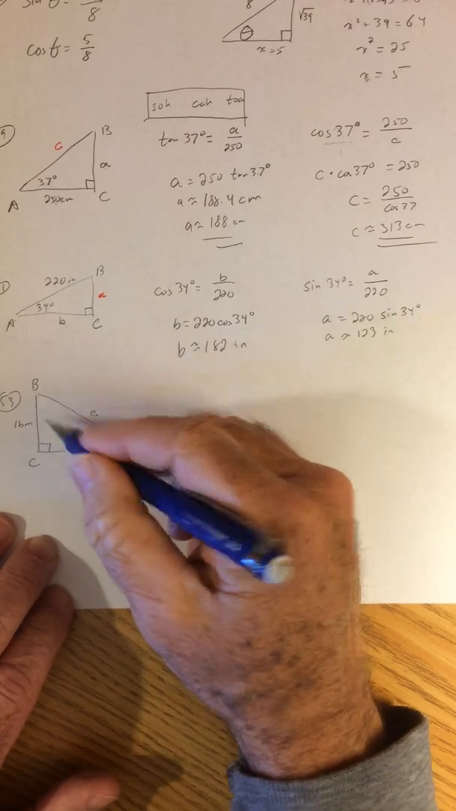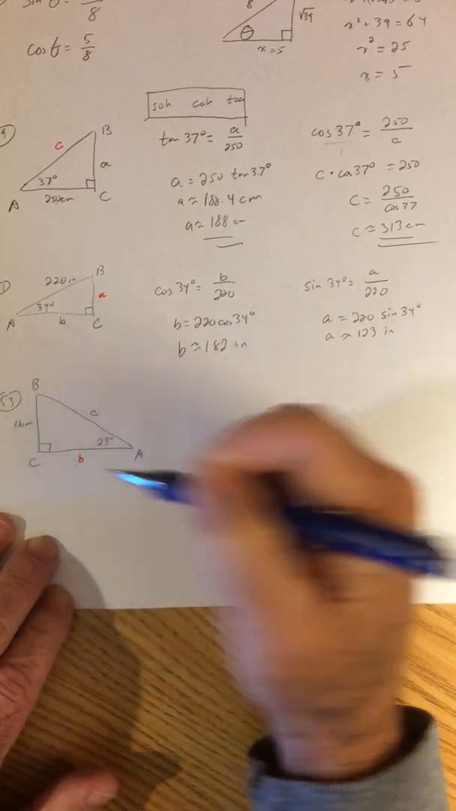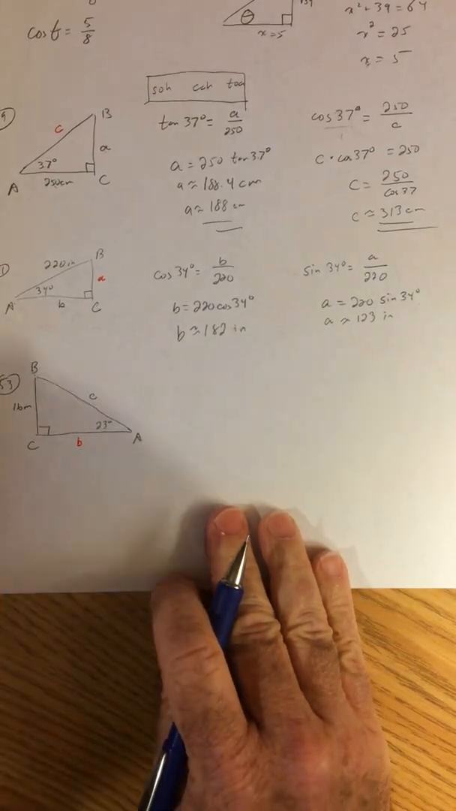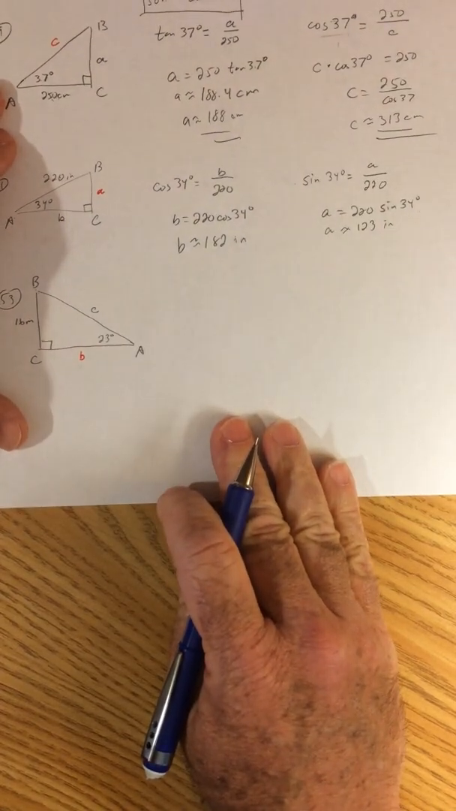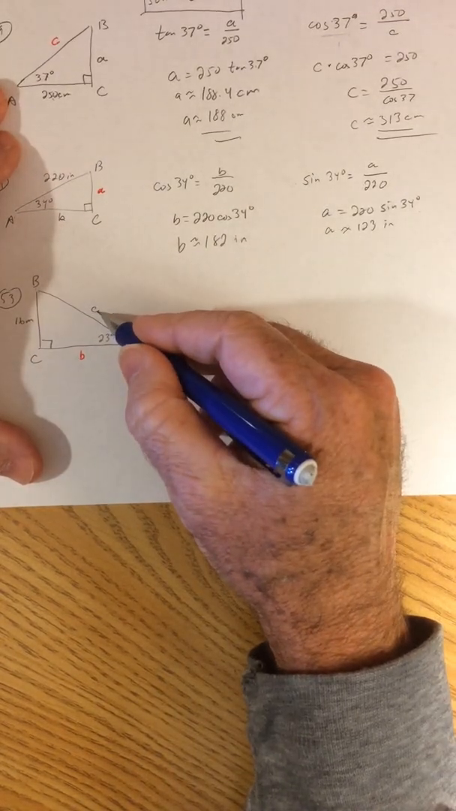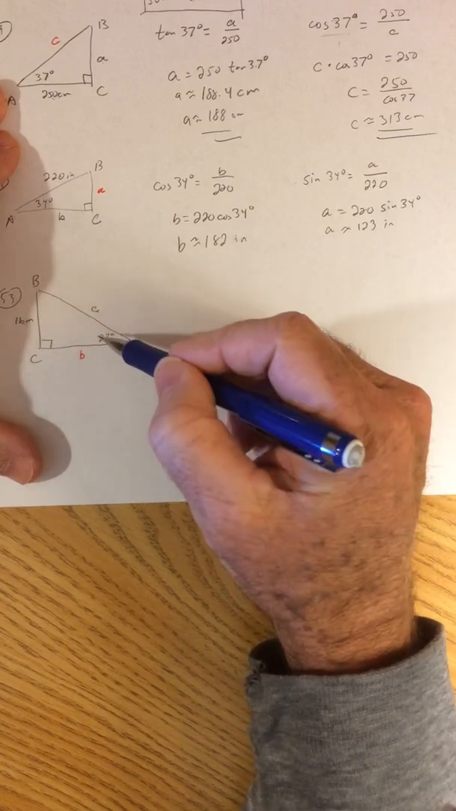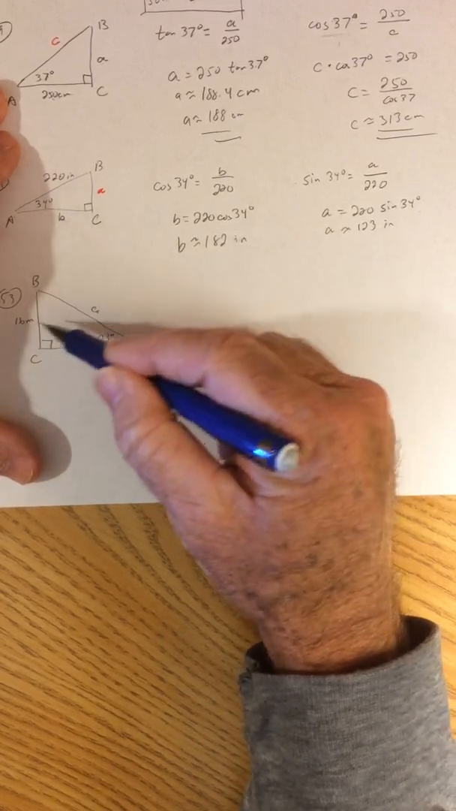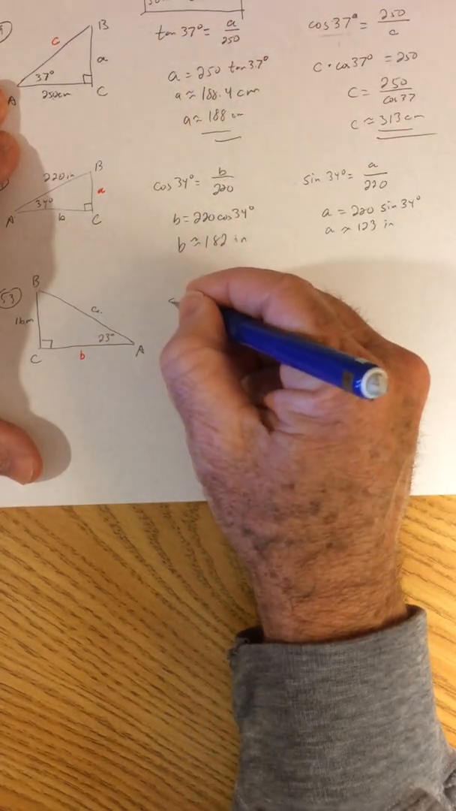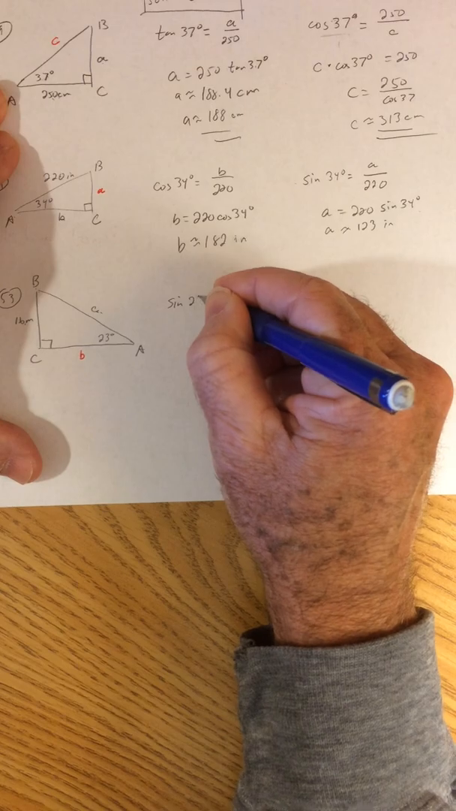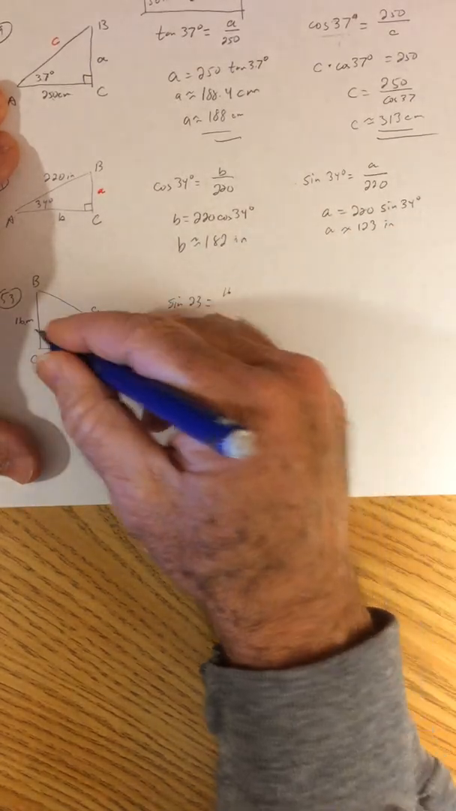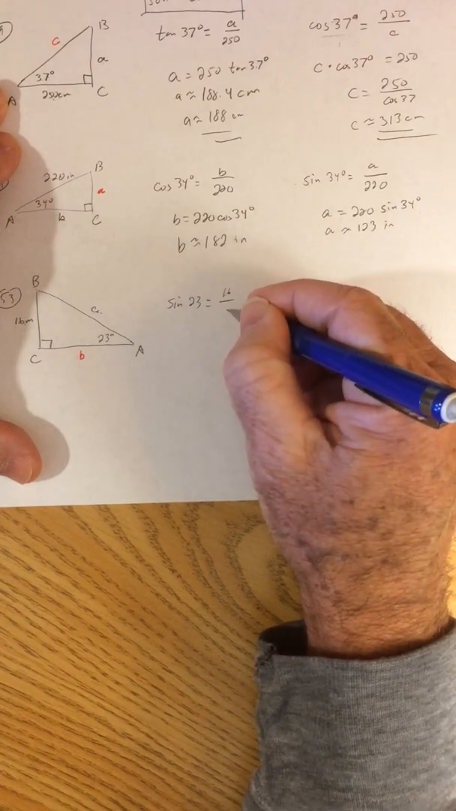Now, I'm labeling opposite the side angle B is lowercase b. That's tradition. Okay, let me just slide this up a bit. I'm trying to stay in frame. Okay, to find C, that's hypotenuse. That's opposite from the 23. Opposite and hypotenuse is a sine. Sine 23 is equal to 16 opposite divided by hypotenuse C.